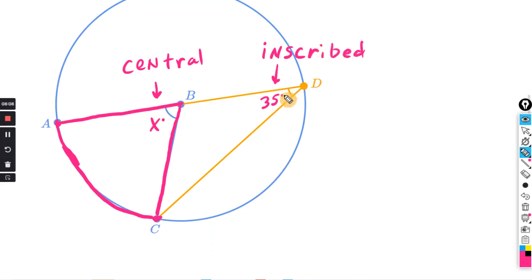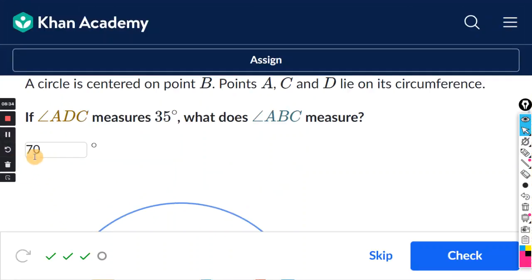We said the inscribed angle is half of the central angle, or we can say the central angle is 2 times the inscribed angle. So the central angle is just going to be 2 times 35, and that equals 70. 70 degrees right in the box.